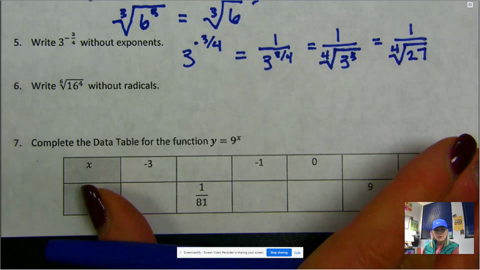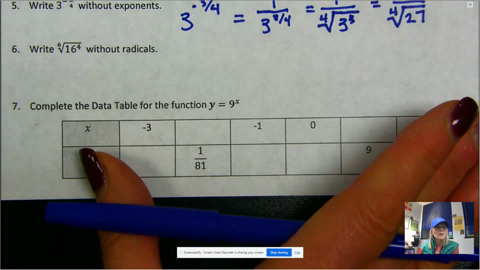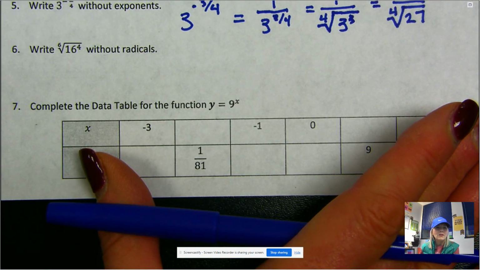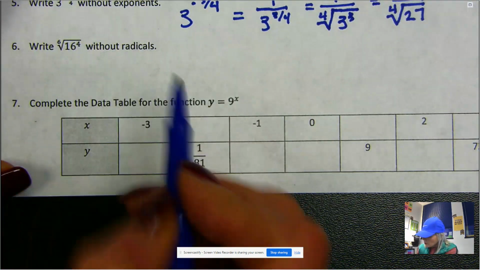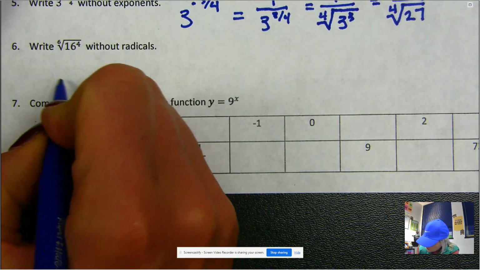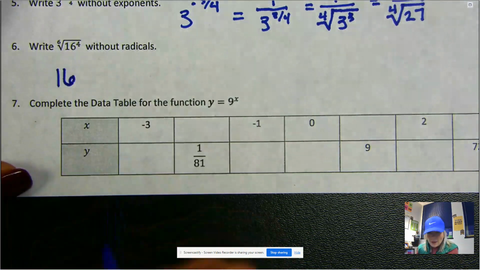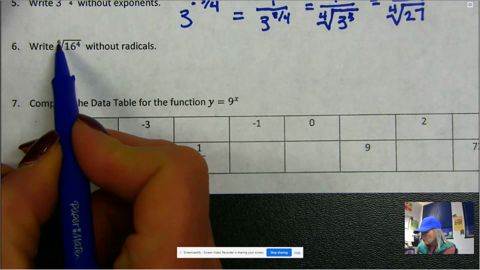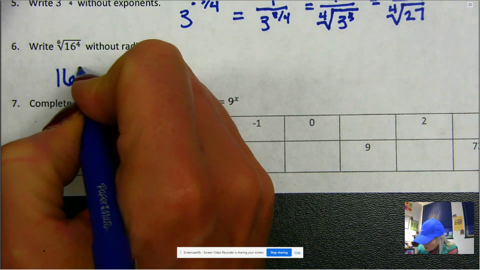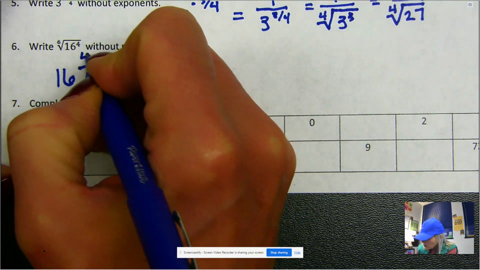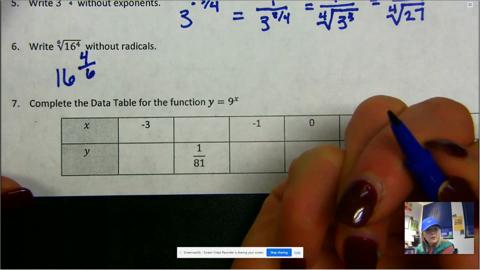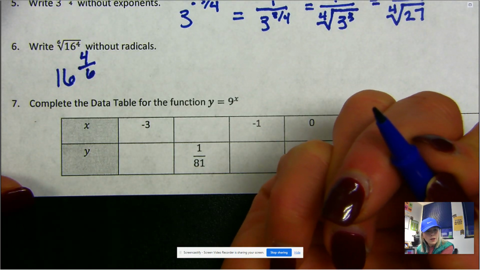Okay, number 6, we're going to go the other way around. Write the 6th root of 16 to the 4th without radicals. So 16 is our base. And then it's a 6th root, so that's going to be the denominator of the fraction exponent. And then 4 goes on the top. 4 is the numerator of the fraction exponent.